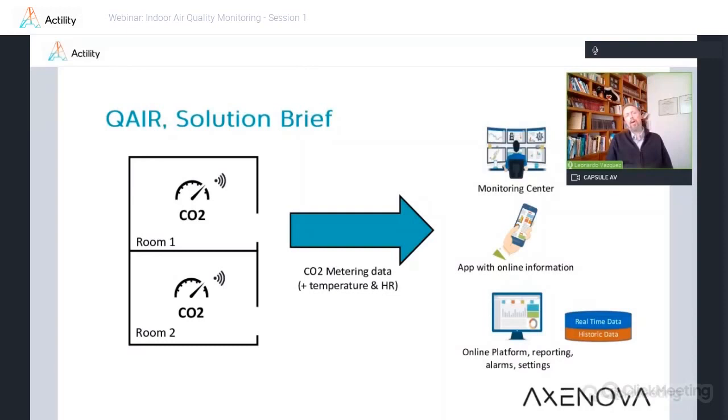We send data to a central system in the cloud. This data is deployed to a monitoring center, depending on the customers, to a mobile app, and to a cloud management and reporting software that allows settings and generates analytics. Over this base solution, we can add displays and integrate information with public information systems and other platforms.